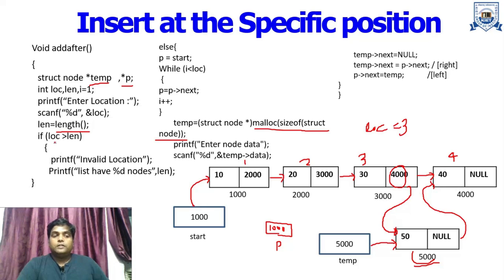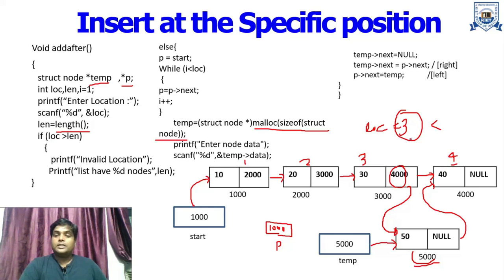So first of all we check if location is greater than length. That means here location is 3, and what is the length? Length is equal to 4. Okay, so printf invalid location. But here the location is 3, so location is less than the length of the list, so this condition is false.